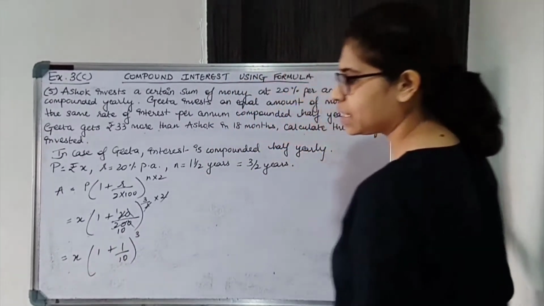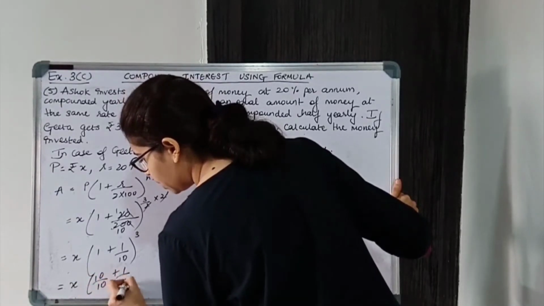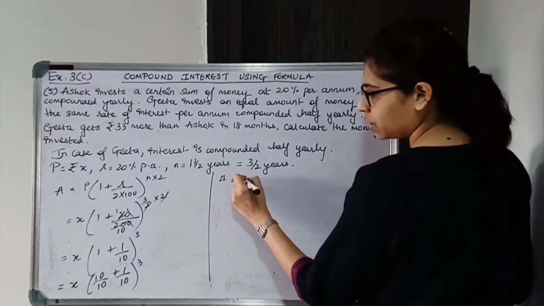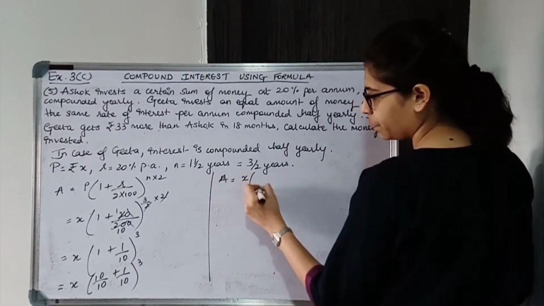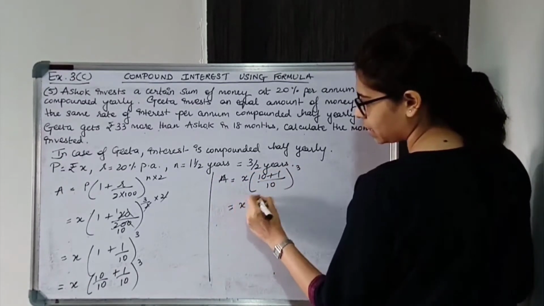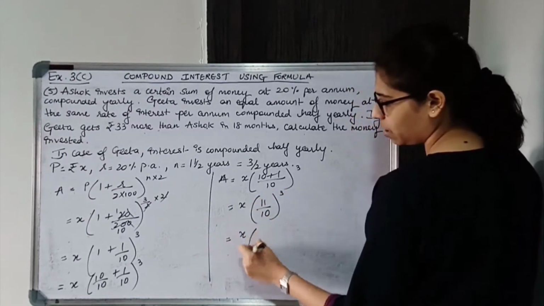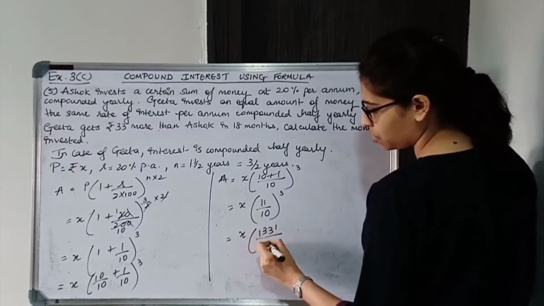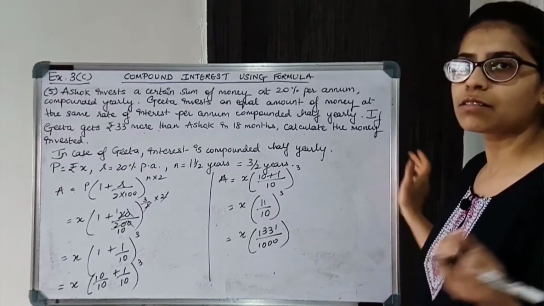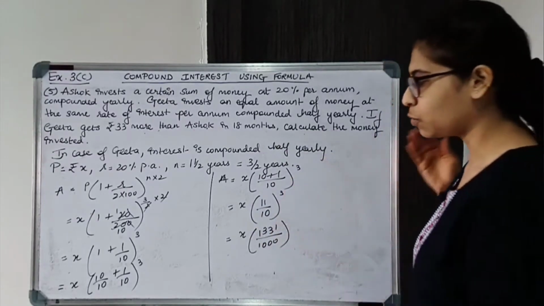Let's solve this. We'll take LCM first. So x into (10 upon 10 plus 1 upon 10) raised to 3. So amount is equal to x into (10 plus 1) upon 10 raised to 3. So we get x into (11 upon 10) raised to 3. So this will become 1331 upon 1000. Okay, you're supposed to know cubes and squares of these numbers. You at least remember it till 25. Okay, 20, 25. So it will become easy for you.